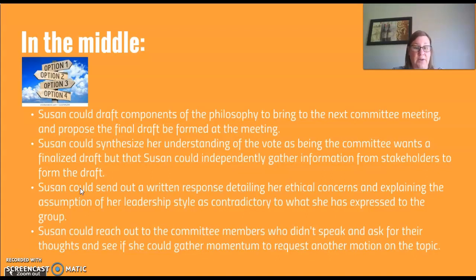Susan could send out a written response detailing her ethical concerns and explaining the assumption of her leadership style as contradictory to what she's expressed to the group. She could also reach out to committee members individually who didn't speak and ask for their thoughts and see if she could gain momentum to request another motion on the topic.